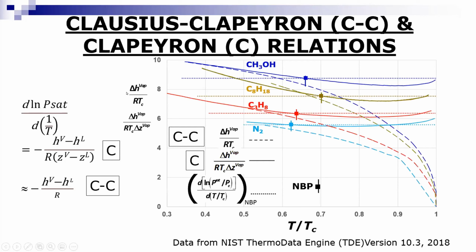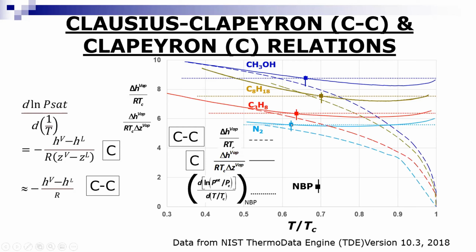Well, let's look at the data. This is now a plot of the enthalpy of vaporization, and I'm going to put in both the Clapeyron equation and the Clausius-Clapeyron equation. There are several components in here: nitrogen, propane, octane, and methanol. And we've identified the normal boiling point as this pressure. This is a function of temperature. I can't actually see that, but it should be.